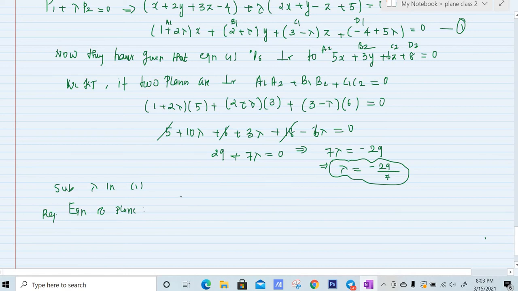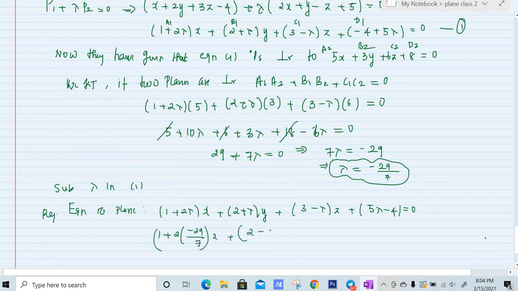So what is the required equation of plane? It is 1 plus 2 lambda into x, 2 plus lambda into y, 3 minus lambda into z. This is equation number 1, right? So you can see equation number 1 is 1 plus 2 lambda into x plus 2 plus lambda into y, 3 minus lambda into z, minus 4 plus 5 lambda is equal to 0. Now substitute lambda here. So we will have 1 plus 2 into minus 29 by 7 into x, 2 minus 29 by 7, 3 plus 29 by 7, substituting lambda is equal to minus 29 by 7. Now just simplify this equation, you will get the answer.